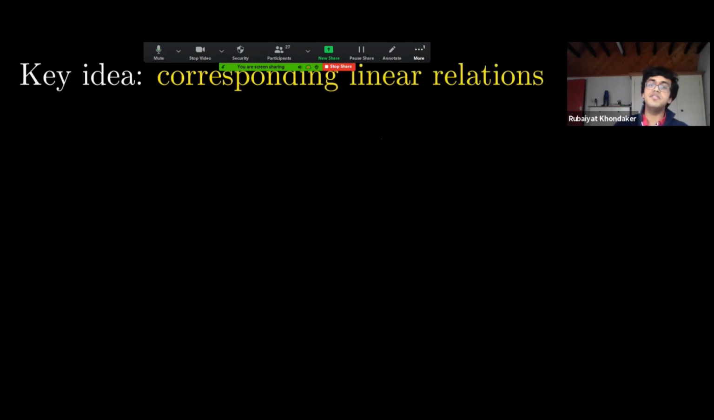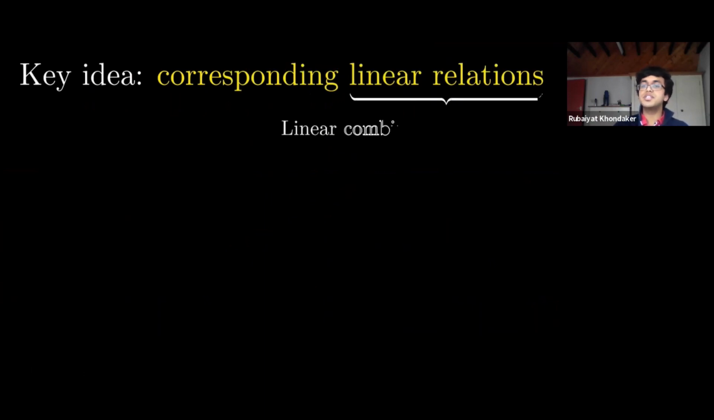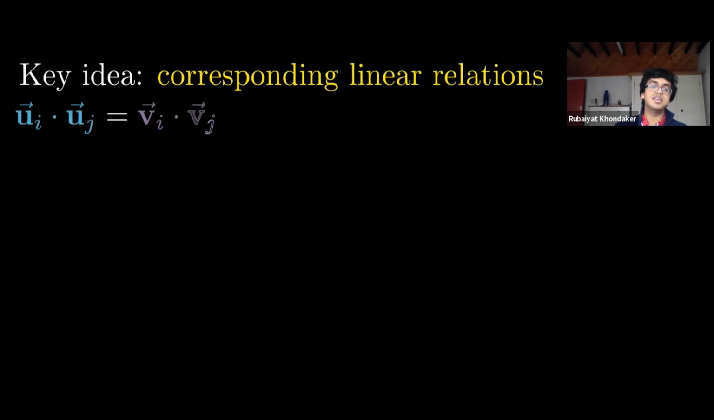So let's unpack that. A linear relation, if you remember, is just a linear combination of vectors that's equal to the 0 vector. So for example, if your set of vectors is a basis, then the only linear relation is what's called the trivial one, where you set all the coefficients to 0. That's like another definition of linear independence. And you've got this important identity here: ui dot uj is the same as vi dot vj.